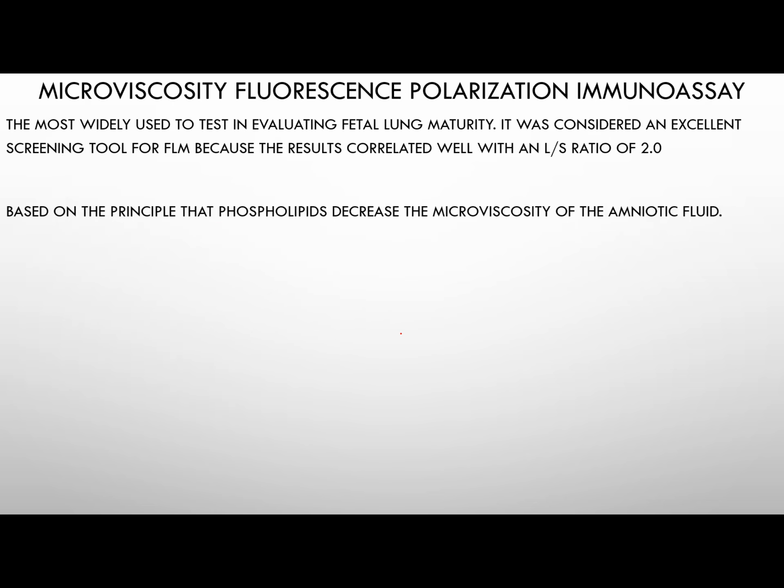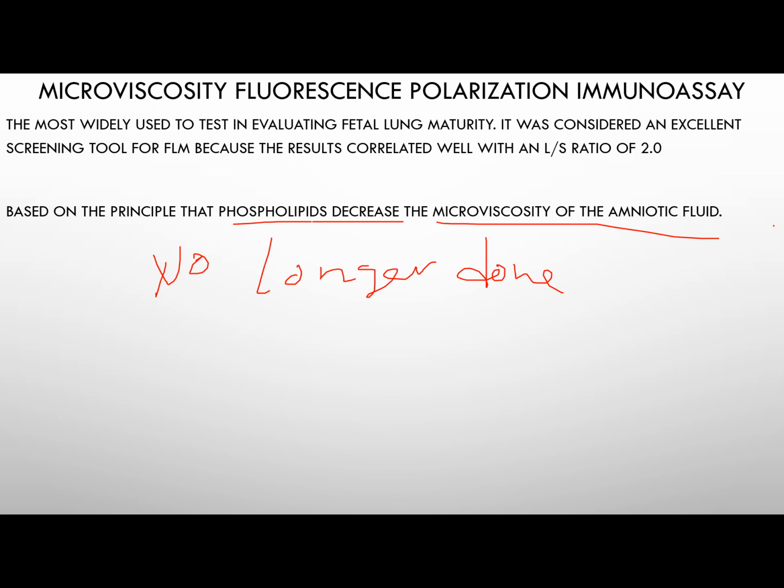Then we have the last test, the microviscosity fluorescence polarization immunoassay. This is the most widely used in evaluating FLM. It was considered an excellent screening tool for FLM because the results correlated well with an LS ratio of 2.0. But this is no longer done because the supplier is no longer creating reagents for the test, based on the principle that phospholipids decrease the microviscosity of the amniotic fluid.